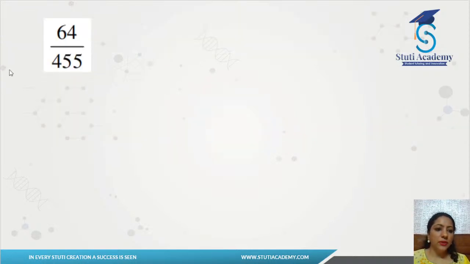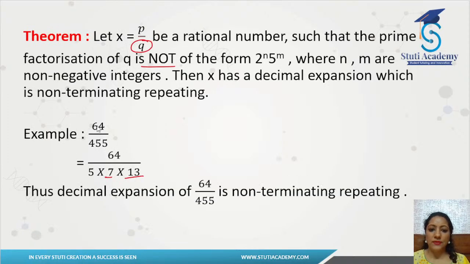Now let's try the next one. I think this we've already discussed. 64 upon 455. Here I have discussed in the form of example. We have 5 into 7 into 13. These are the prime factors of 455. So this is not of the form 2 raised n, 5 raised m. As we are getting 5, but then we are getting prime factors other than 5 and 2. Then we have 7 and 13 here. So we'll say 64 upon 455 has non-terminating repeating decimal expansion.